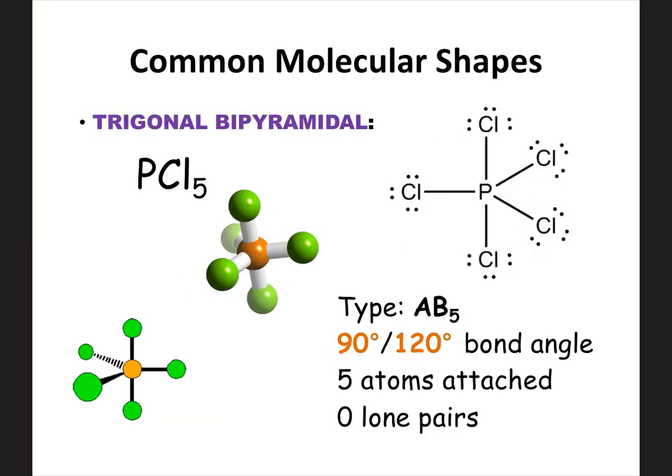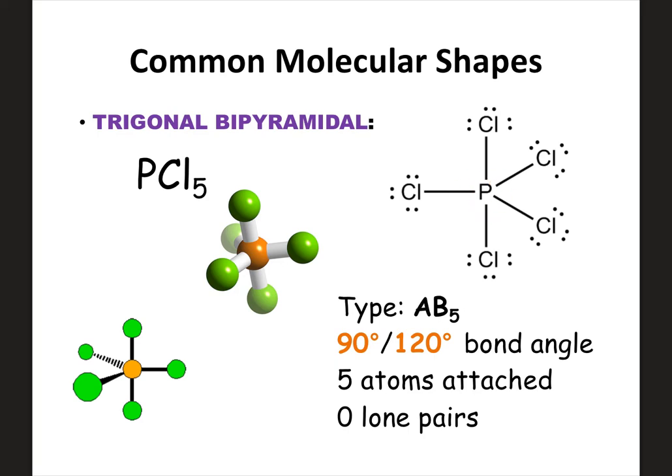Trigonal bipyramidal would be the shape that occurs when you have 5 things attached to your center and no lone pairs on your center atom. If you look here in this picture, the center atom is your phosphorus, and there are 5 chlorines attached to it. But on the center atom, there are no lone pairs. Each chlorine has lone pairs, and those electrons are not bonded to anything, but the center has no lone pairs.